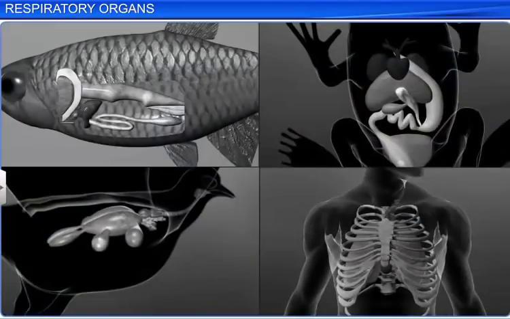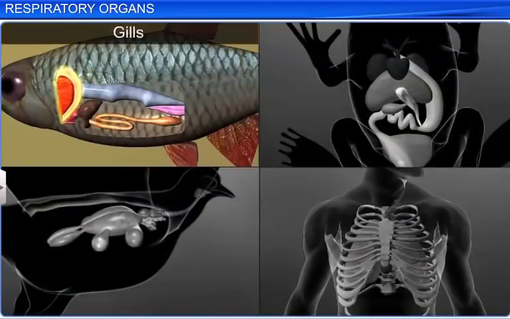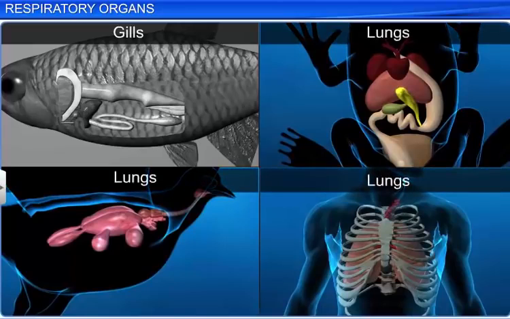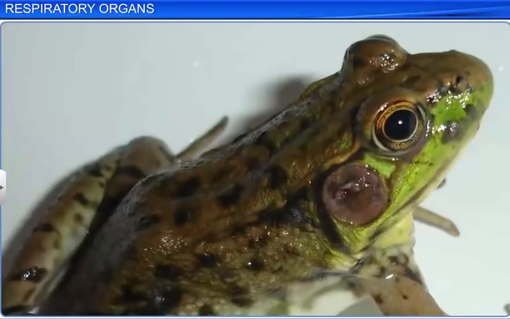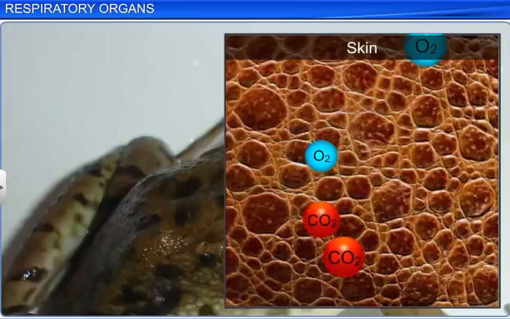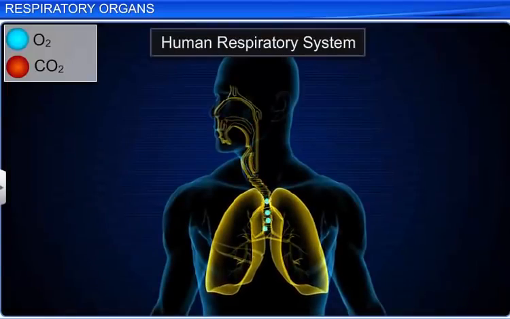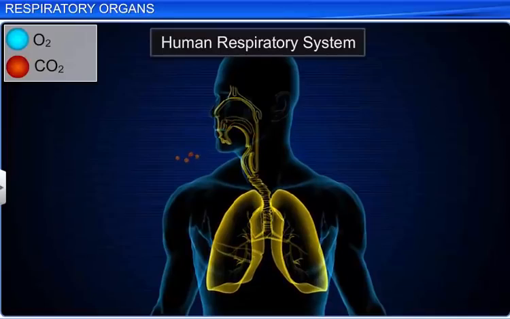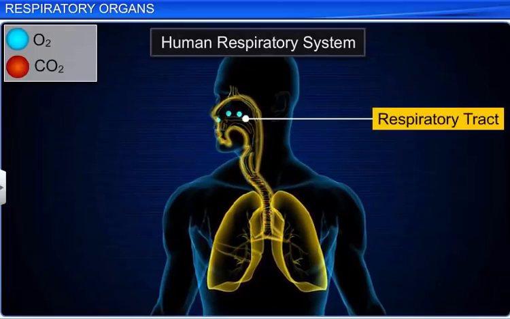Among vertebrates, fishes respire through gills, whereas amphibians, reptiles, birds and mammals respire through lungs. Apart from lungs, frogs can also respire through their skin. Among all animals, mammals have the most well-developed respiratory system. In humans, it consists of respiratory organs such as the respiratory tract and lungs.